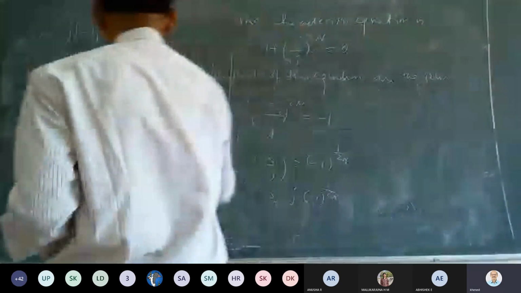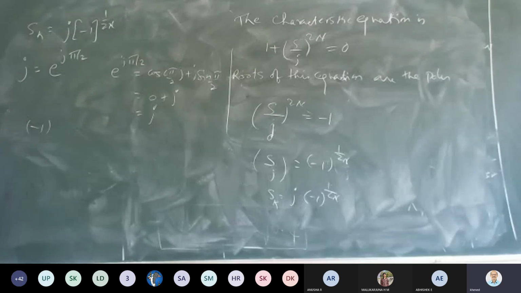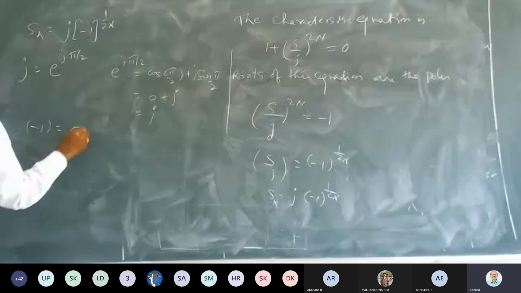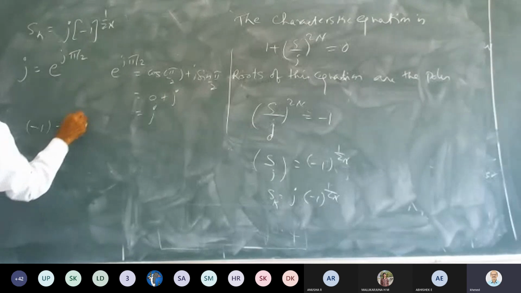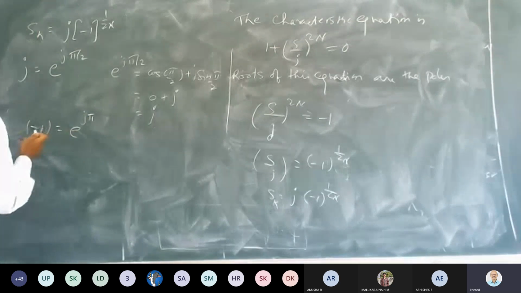Now, similarly, minus 1, if I write. How can I write this minus 1 similar to this? For what value of e power something does this become minus 1? This is true for e power j pi. Is it not? E power j pi can be written as minus 1.